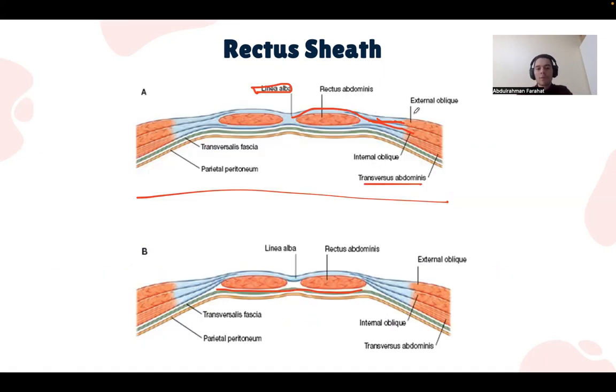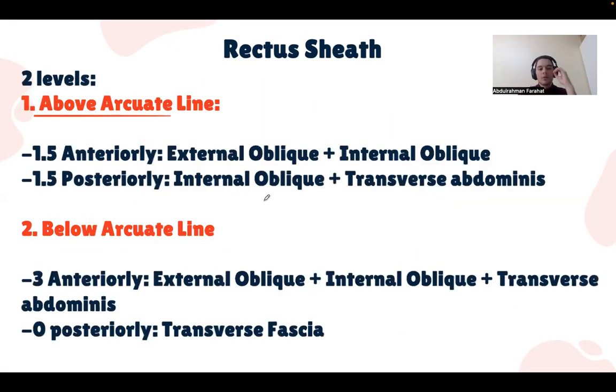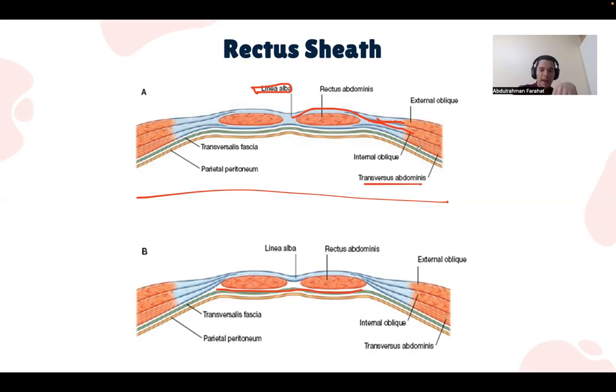What do I mean by 1.5? So one muscle, which is the external oblique completely, and half of the internal oblique would go anterior. And also 1.5 posteriorly: the other half of the internal oblique and the transverse abdominis.